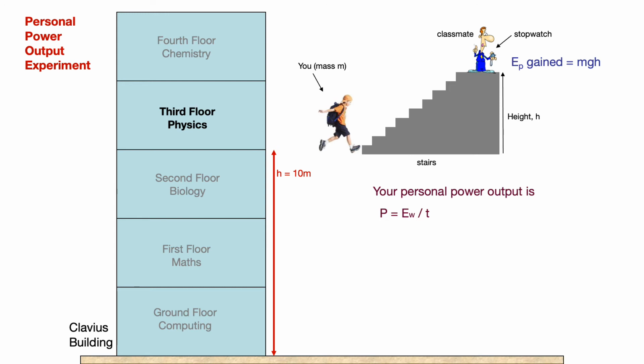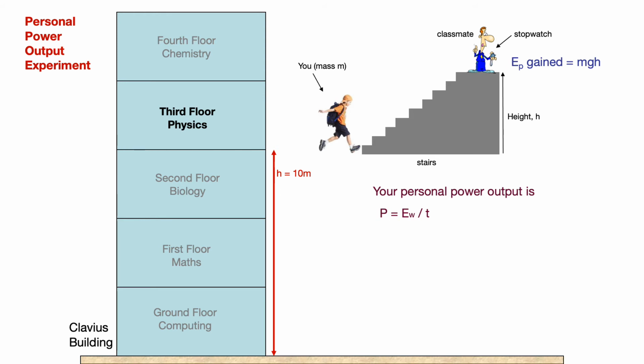Okay, you need to know your mass m to do this, so we weigh you on scales. You're ascending a height h, and your classmate measures how long that took you with a stopwatch or an iPhone. Remember that as you go up these stairs, you're gaining gravitational potential energy. You're using up chemical energy, of course, which becomes kinetic on the way up, and that then changes into gravitational by the time you reach the top. That gravitational potential energy, EP gained, is given by mgh, as you now know.